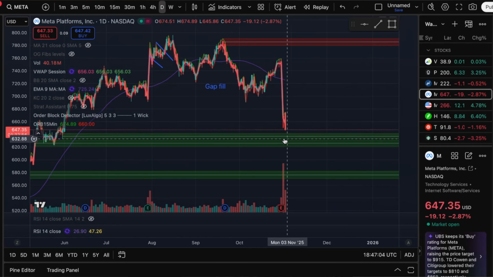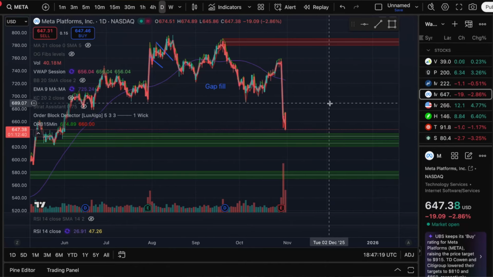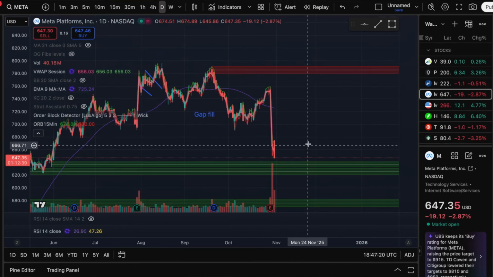So when I'm looking at it on a daily, I'm usually looking to swing 3 to 4 weeks out. When I'm looking at it on the 15, that's typically an intraday trade. So that's order blocks.